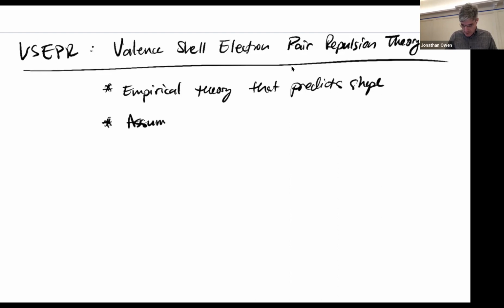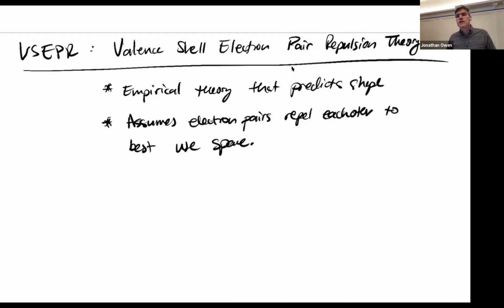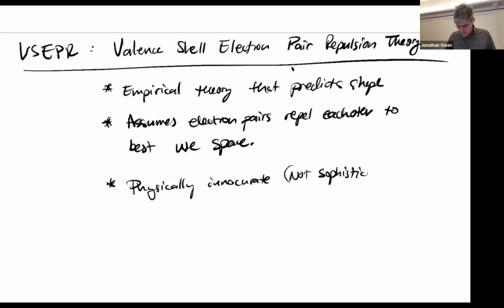The basic assumption here is that electrons repel each other. Okay, so that sounds good. Electrons do repel each other. I'll just say it's physically inaccurate. I don't exactly know what I mean by that. I guess what I mean is, it's sort of a kindergarten explanation of molecular shape, or kindergarten-based principles. It's not very sophisticated. But it works well.